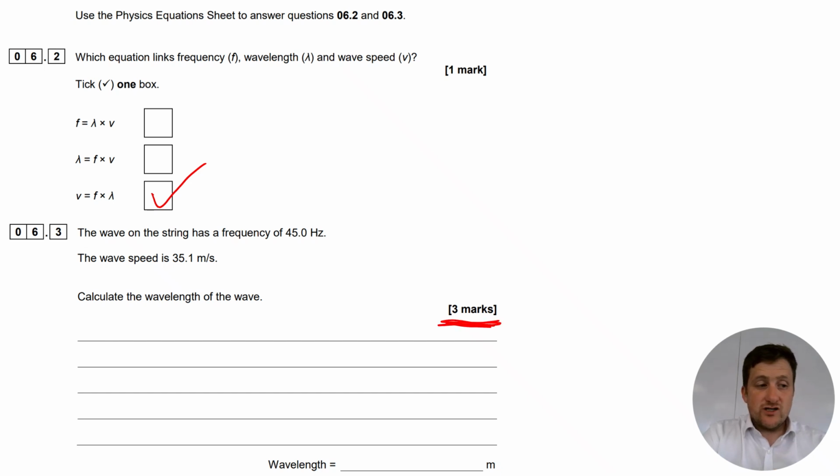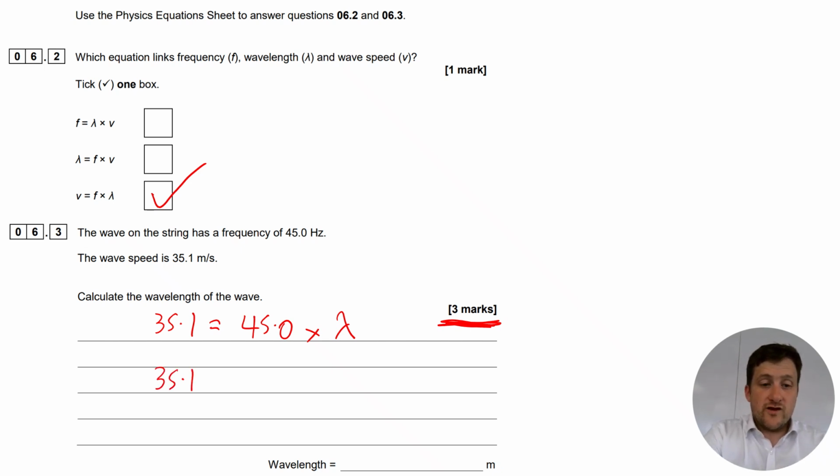Look how many marks. It's 3 marks, which means we're going to be doing 2 things. So what have we got? Well, we have wave speed, that's 35.1, and it's going to equal the frequency, which is 45.0, times the wavelength, but we don't have that. That gets you 1 mark just for substituting in the numbers.